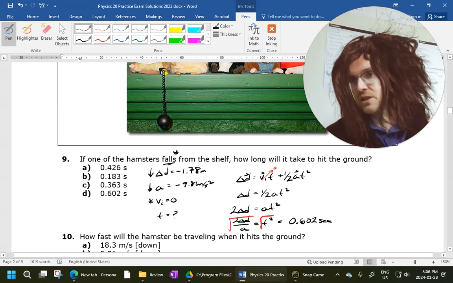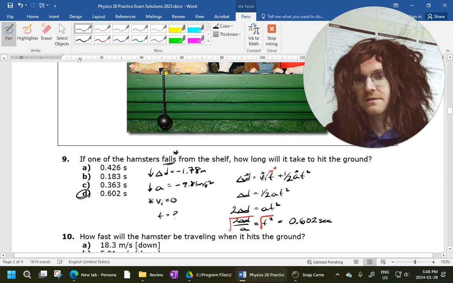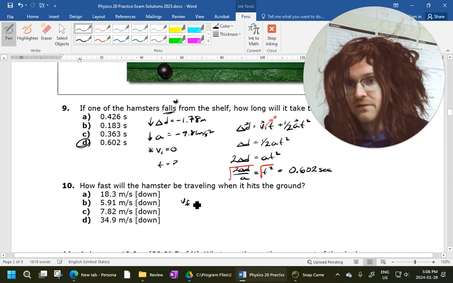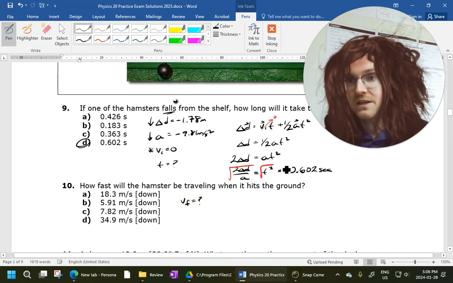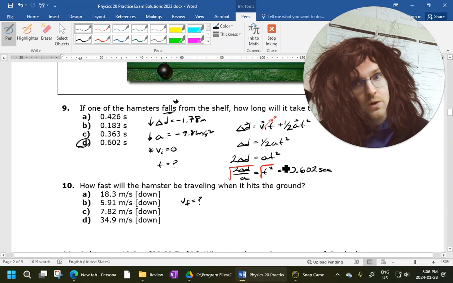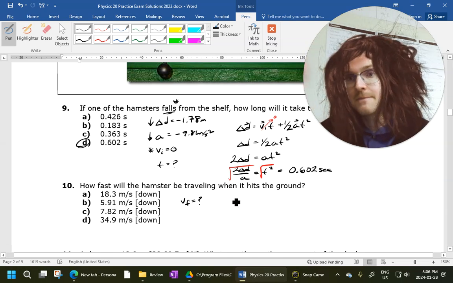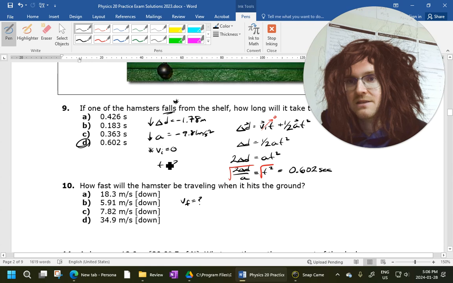So 6.02 seconds. How fast will it be when it hits the ground? Okay, so VF, question mark. I'm not going to use the time, because the goal is not to use something that you found, because what if you don't trust it? So we just have to figure out something else that doesn't have time in it.